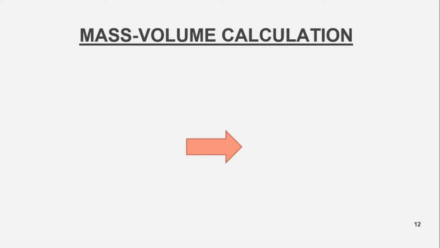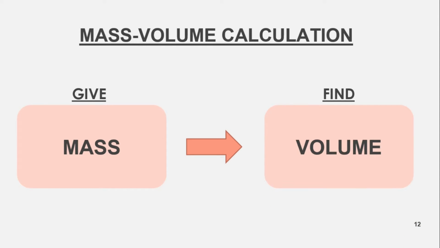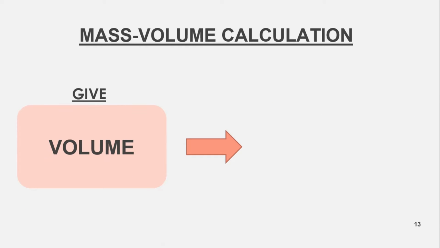Dalam soalan yang melibatkan mass to volume calculation, the question can either give you mass and then you have to find volume. Or another situation is the question will give you volume and you have to find the mass of the unknown. So we have two different situations here. Therefore, we have two different kinds of solution, tapi tak banyak beza pun lah dengan yang kita belajar sebelum ni.